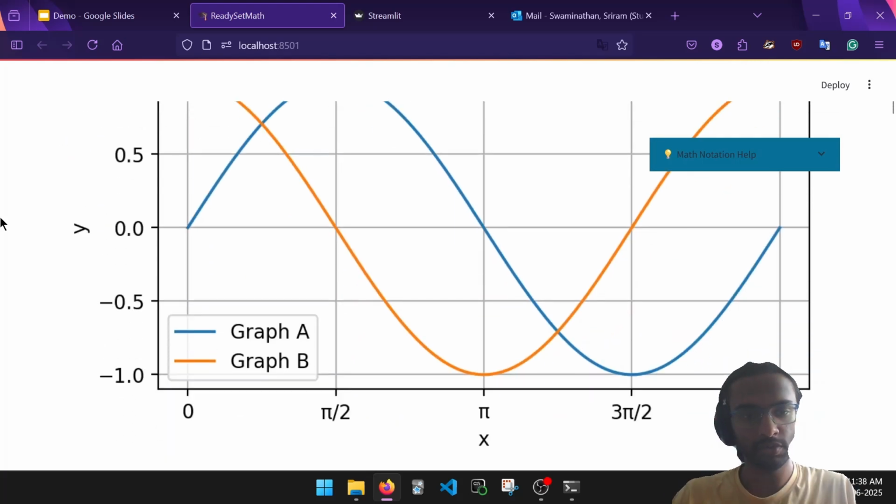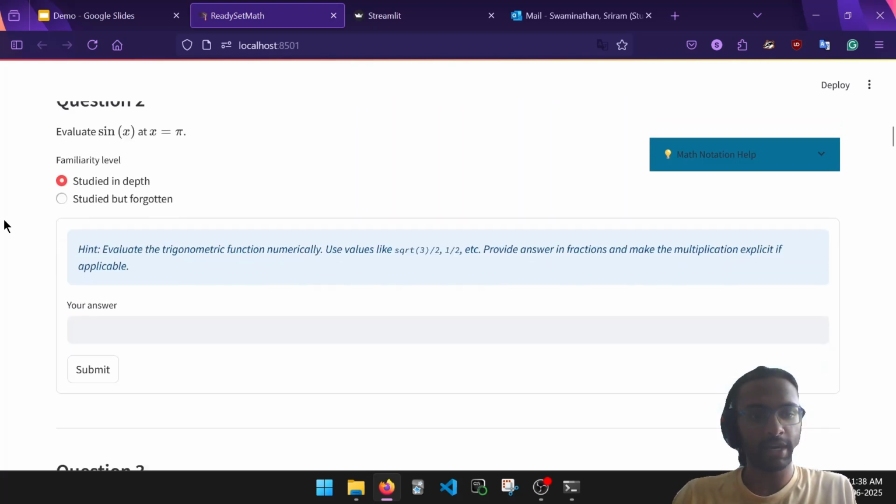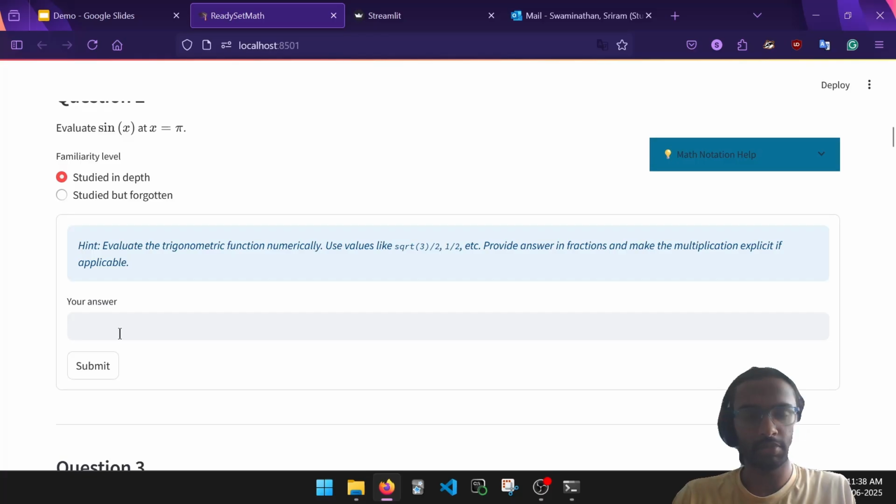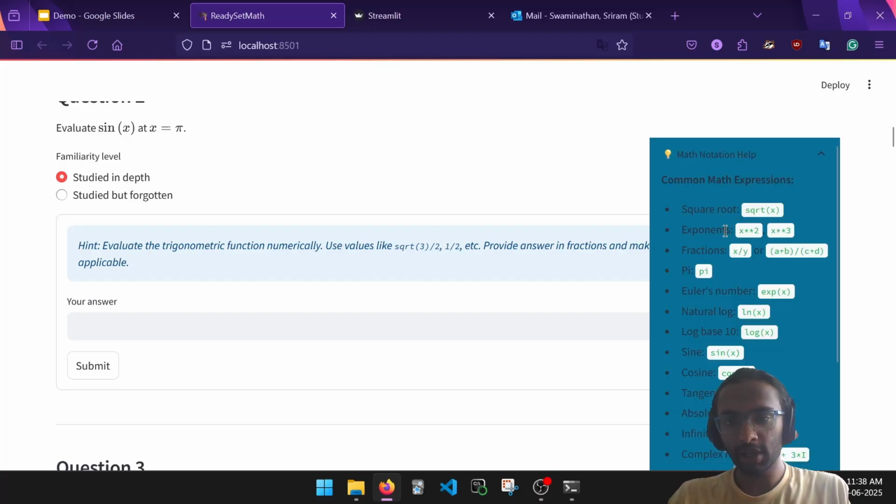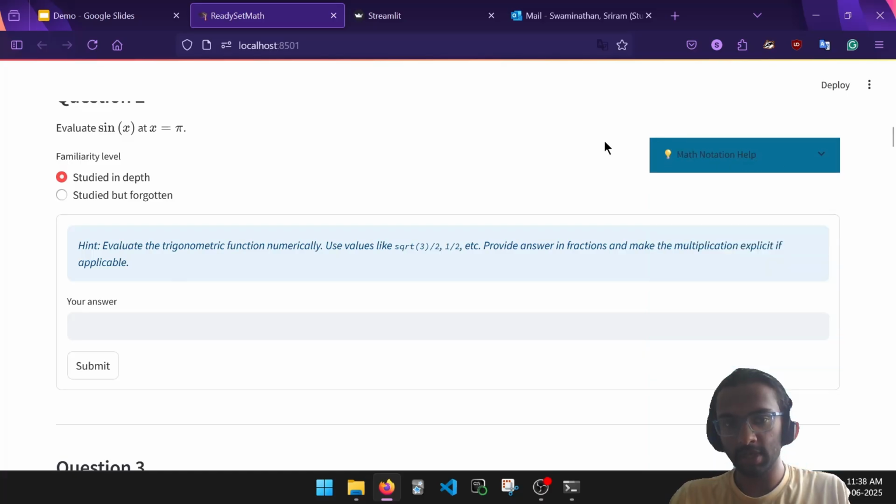All I now need to do is solve these questions and enter my input in a way that the computer can understand. But hints abound. From the math notation help drop down that always remains up top to individual hints at each question, it's fairly clear what I'm expected to do.